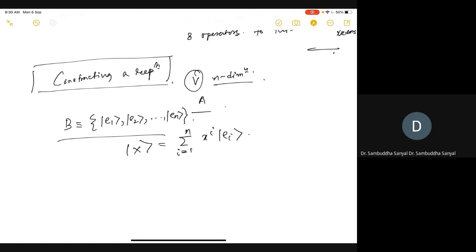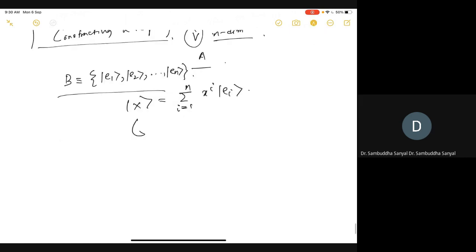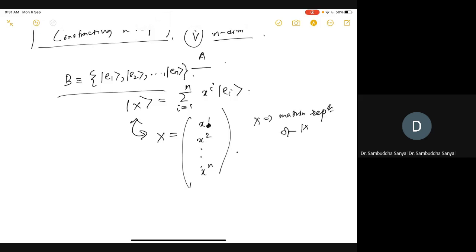That means any vector is this with some prefactor. Now with X we can associate a column vector whose components are x1, x2, xn. So then we say the X constitutes a matrix representation of the vectors in the linear vector space. So X is a representation of X.